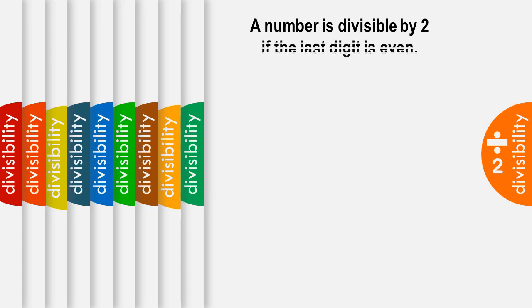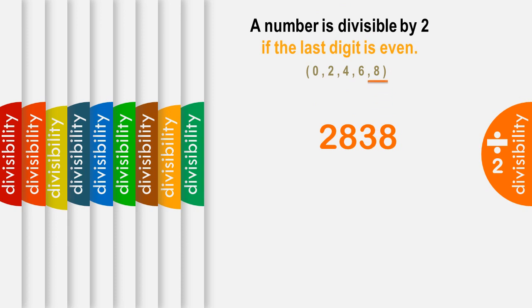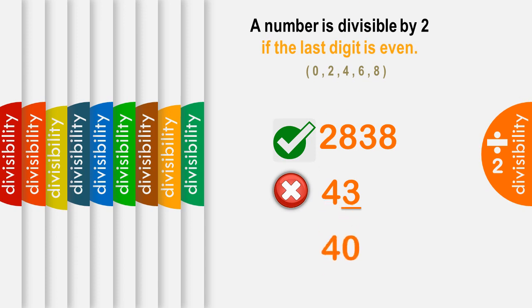Divisibility by 2. A number is divisible by 2 if the last digit is even or if the last digit is 0, 2, 4, 6, 8. For example, look at the number 2838. Is it divisible by 2? Yes, because the last digit is 8. Look at the next number. 43 is divisible by 2? No, because the last digit is 3. Look at another number. 40 is divisible by 2? Yes, because the last digit is 0.